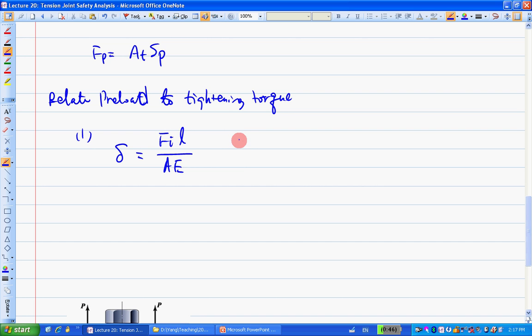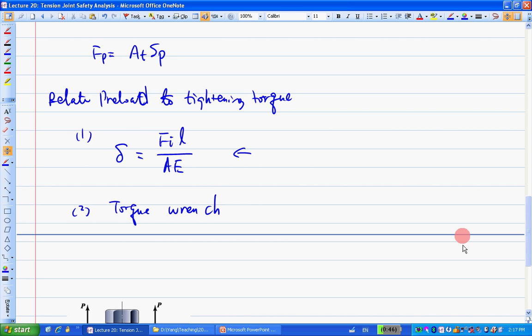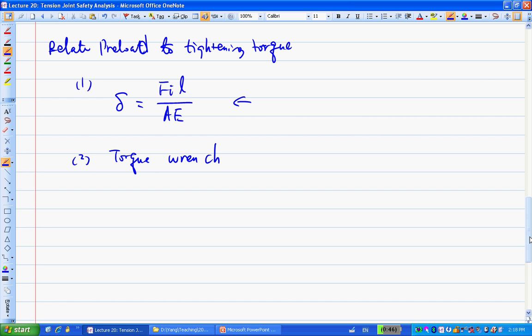But this is very impractical, right? Measuring the deflection of a bolt is basically too precise and too complicated. So the second way is you can use the so-called torque wrench. When you use a torque wrench or pneumatic impact wrench, you need to know how much torque you're going to apply here.